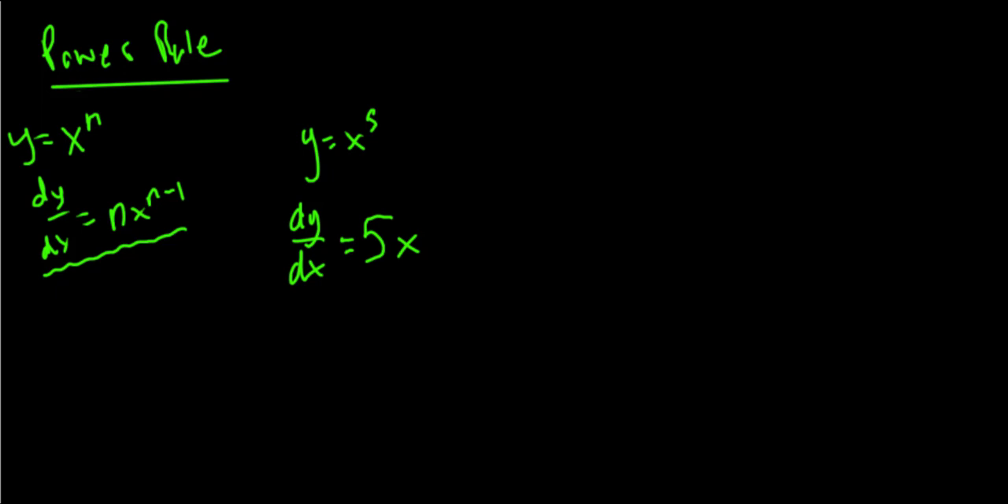We know that n is 5, 5 minus 1 is 4, so that's our derivative. Now as you'll see, all we did is we took the original power 5 from here, moved it to the front, and then lowered the power by 1. So let's say we have y is equal to x to the negative 6th.